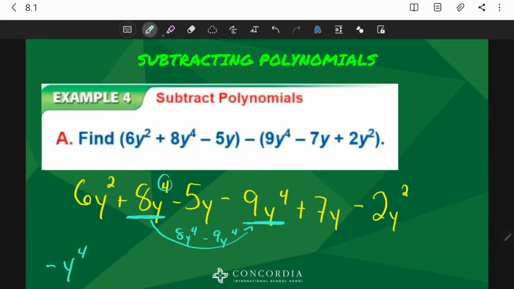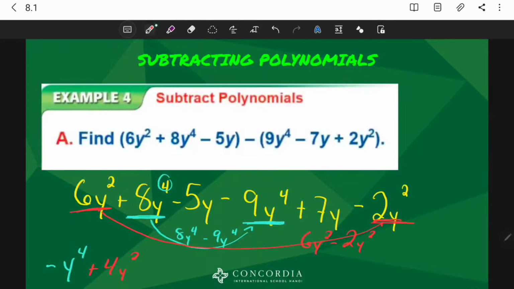Okay? And we can move along to our second set of like terms, and that's going to be our 2 to the power of 2, or squared, over here. I'll draw another line carefully and show you what I'm doing. So my second one is 6y to the power of 2 minus 2y to the power of 2, and that should give you a positive 4y to the power of 2.